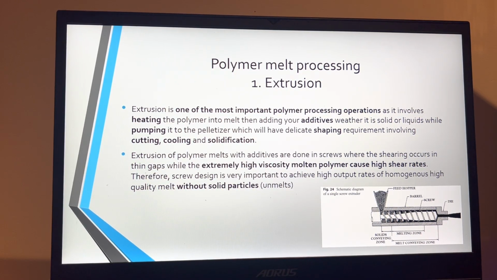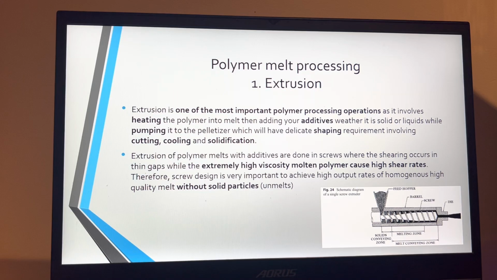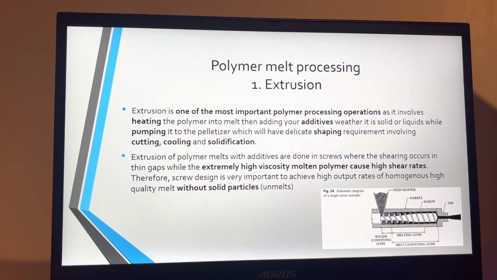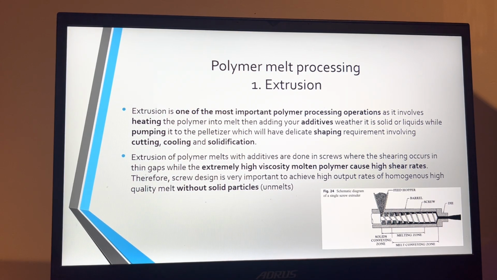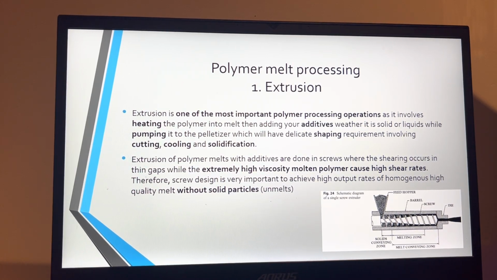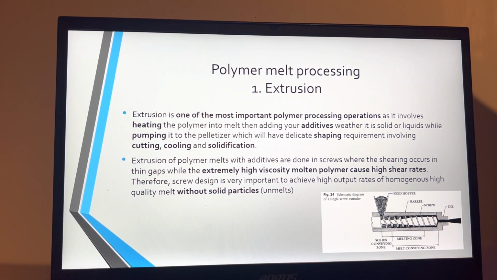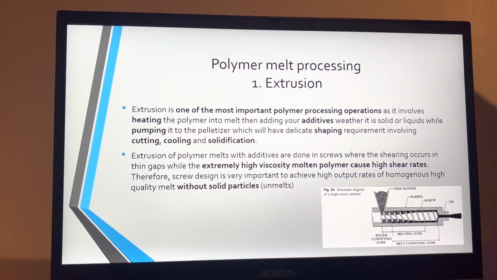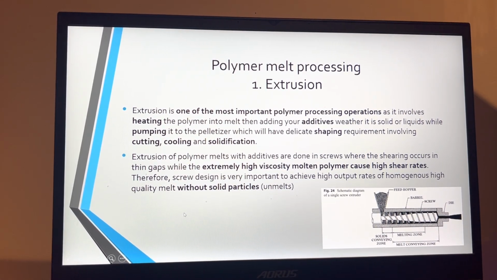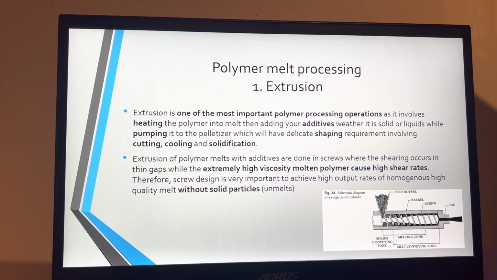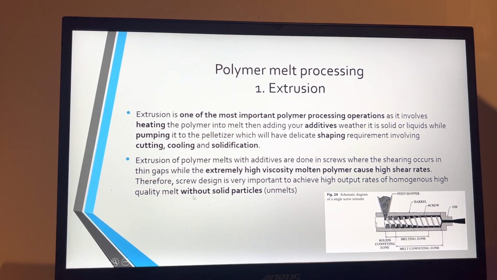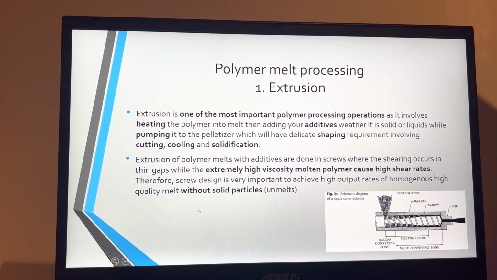Extrusion of polymer melts with additives is done in screws, where shearing occurs in thin gaps, while the extremely high viscosity of the molten polymer causes high shear rates. Therefore, screw design is very important to achieve high output rates of homogeneous, high quality melt without solid particles or unmelts. This diagram shows a typical schematic of a single screw extruder. There are single and double screw extruder designs, also shown in our references.